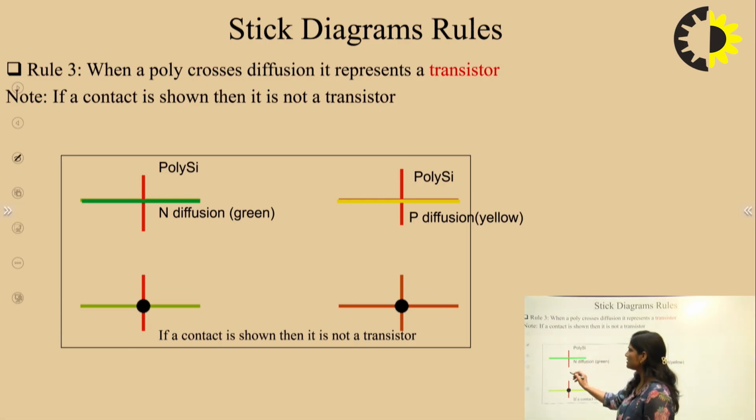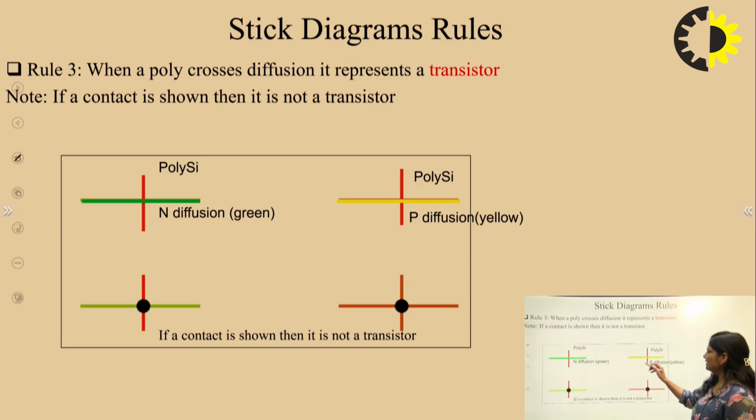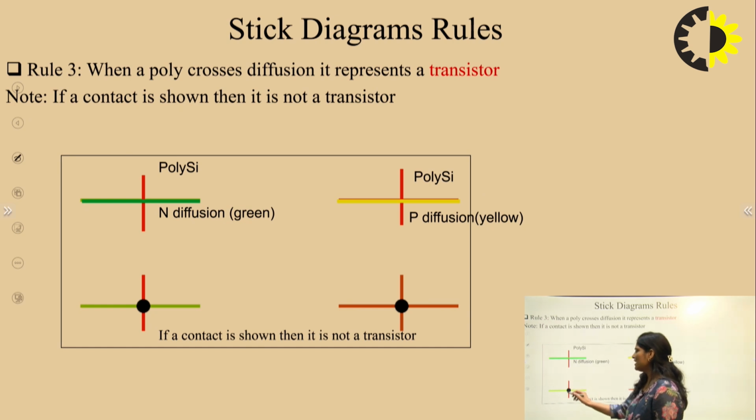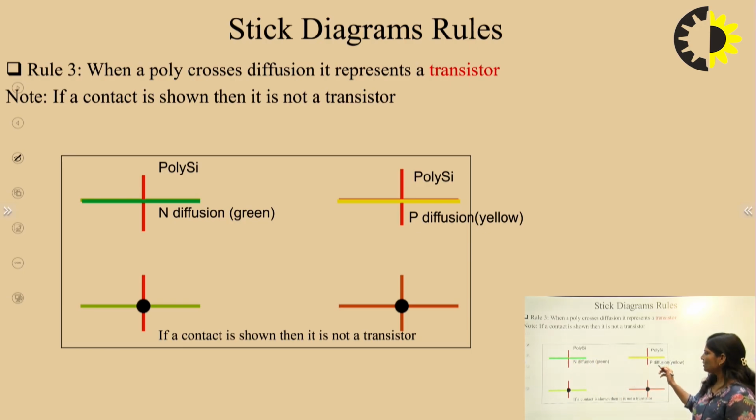You can see this is a polysilicon line, this is an N diffusion line. N diffusion is represented by green color. Here the polysilicon line is here, and P diffusion is represented by yellow or brown color. If we show a contact like this, it is not shown as a transistor. If we have to show an NMOS transistor, we represent it like this, and if we have to show a PMOS, we represent it like this. But if we show a contact in between these two lines, then you cannot say this is a transistor.